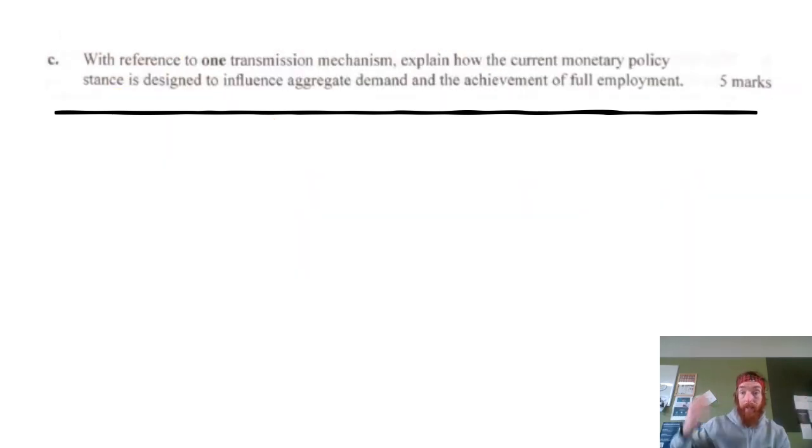All right, so our next question is with reference to 1 transmission mechanism. Explain how the current stance, so current being recent, last 2 years, stance being expansionary or contractionary, is designed to influence aggregate demand and the achievement of full employment. As soon as you have the achievement of it, you want to define that goal, and be talking about whether it is being achieved or not.